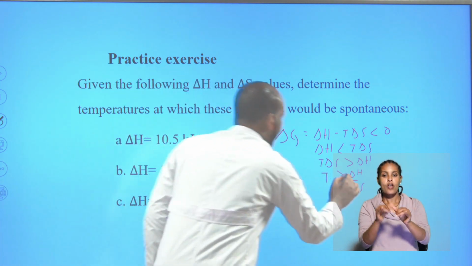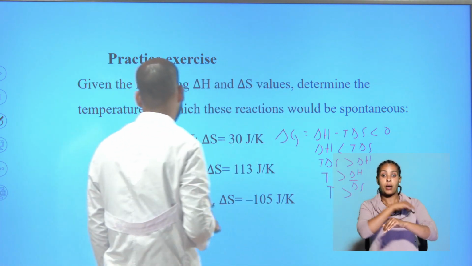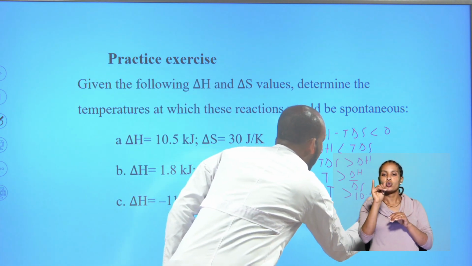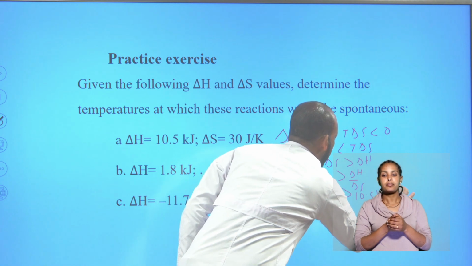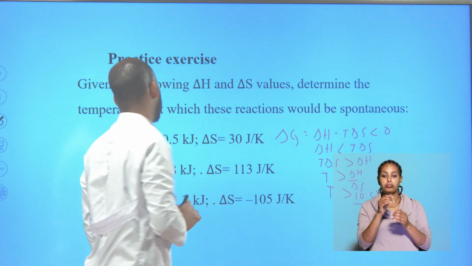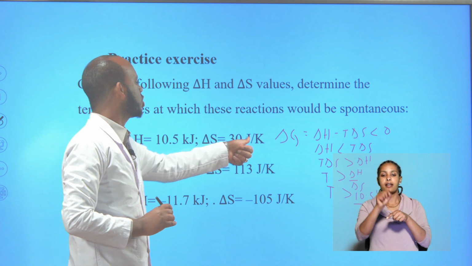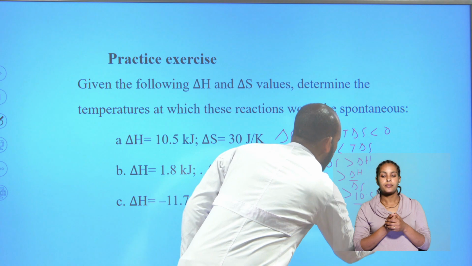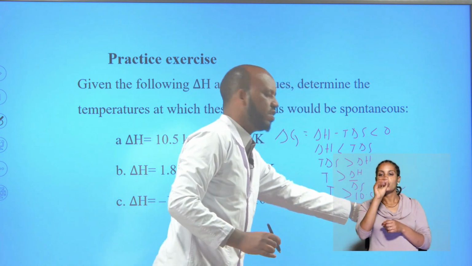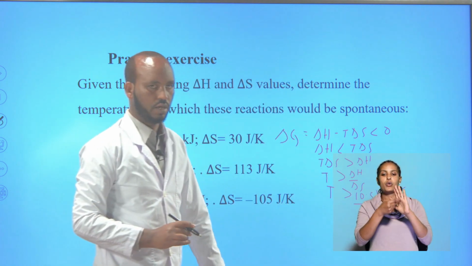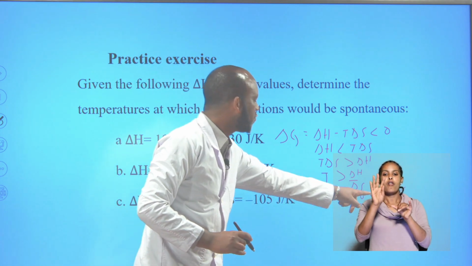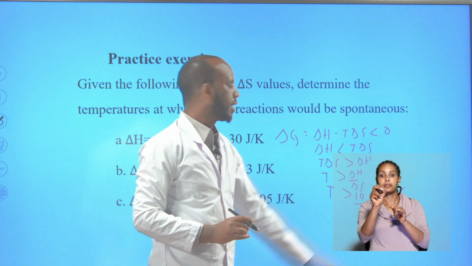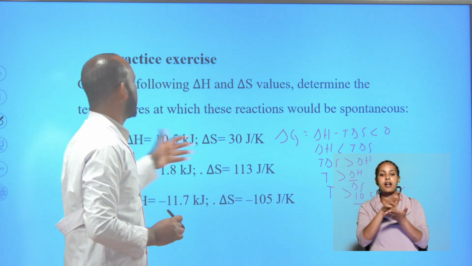For temperature greater than delta H, which is 10.5 kilojoule, 10.5 times 10 raised to 3 joule, divided by the change in entropy, delta S, 13 joule per Kelvin. Joule will be cancelled by joule. We are left with Kelvin, which is the unit of temperature. Therefore, for T greater than 10.5 times 10 raised to 3 divided by 13 Kelvin, this reaction would be spontaneous.